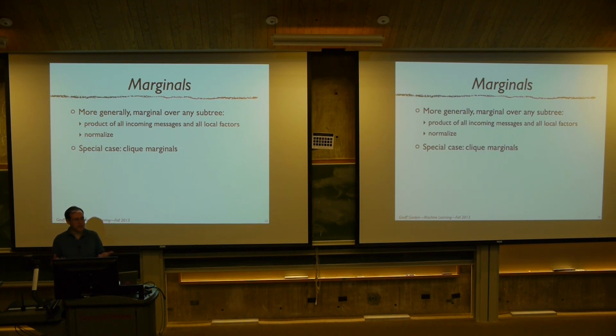And as a special case, you can get the marginal over every clique, right? We did an example of that already. It's going to be just the product of all of the incoming messages to that node and the local potential at that node, right?